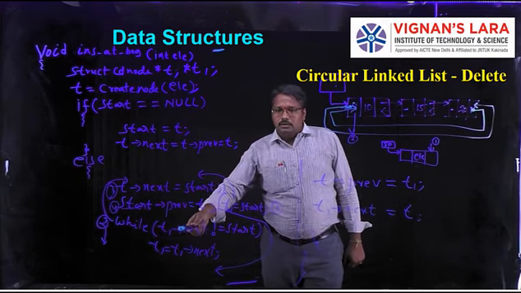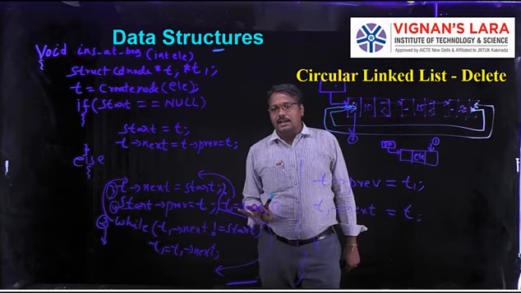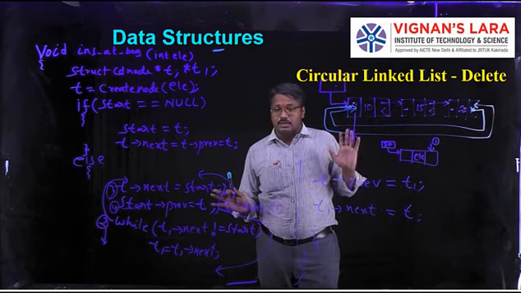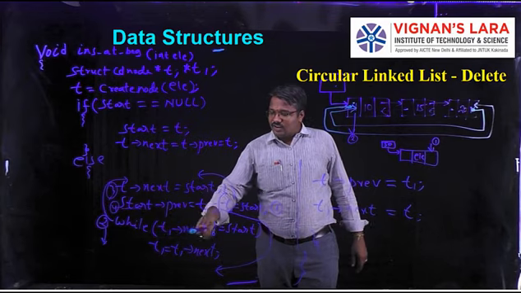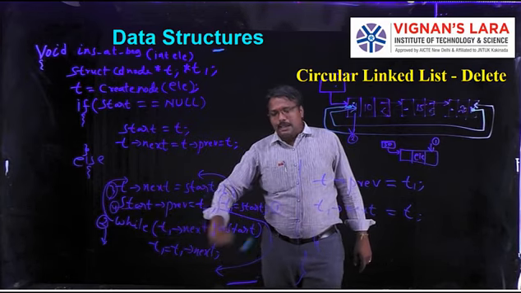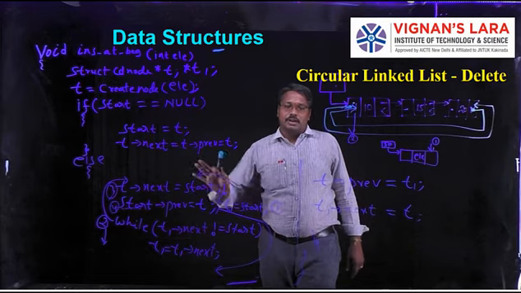After that, while T1 of next not equal to start. Why? Because it is a circular double linked list, the last node next field having starting node address. So that's why T1 of next not equal to start, and T1 is equal to T1 of next. The entire loop is to find the last node address.